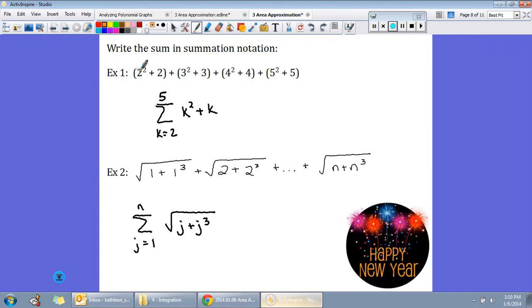Okay, so usually whatever the summation is, it's going to be a recognizable pattern. And this one starts with the number 2 and ends with the number 5. So we have k equals 2 to 5, and I have k squared plus k. Again, the actual variable doesn't matter, it could be j. So for the next summation, we have the square roots, and they start at 1, go to 2, and keep going all the way to n. So we're going to start with j equals 1 to n, and then we have the square root of j plus j cubed. Very straightforward.